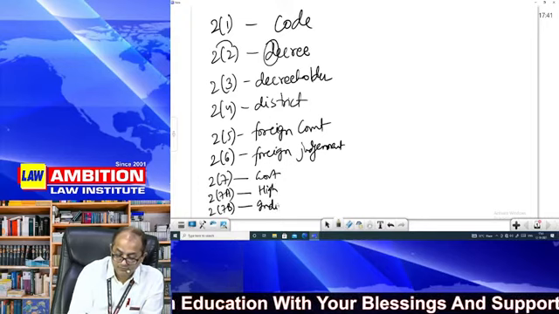Government, pleader, High Court and Indian Territory. 8, 9, 10. I have already told you this is related to J, 10. So I said this is judgment, and this is judgment, and this judgment is given by judge. So judge, judgment and judgment debtor.